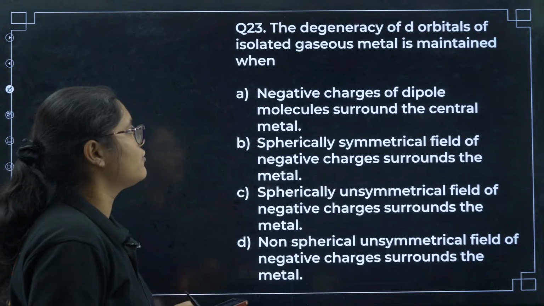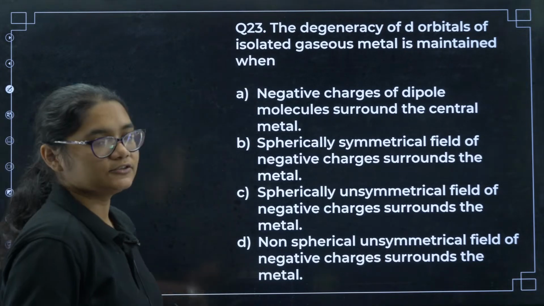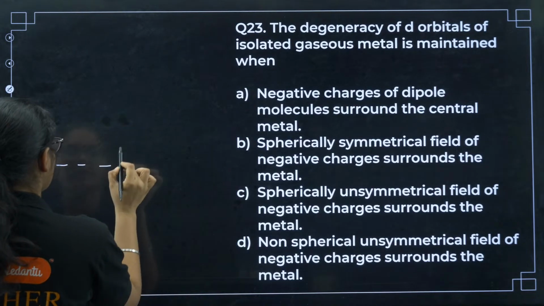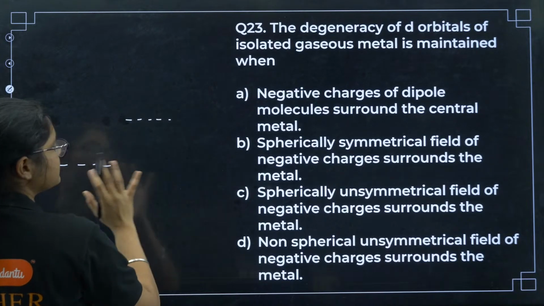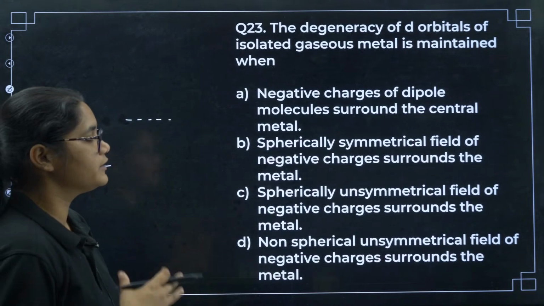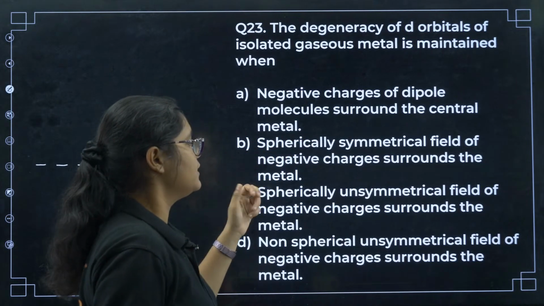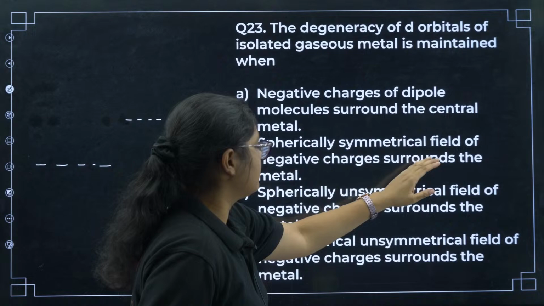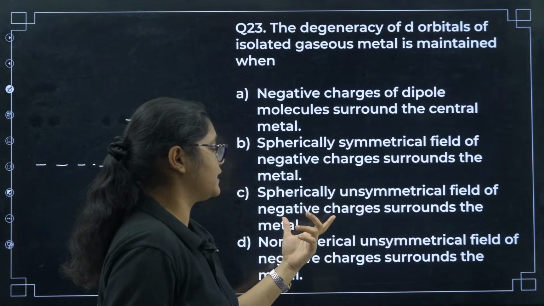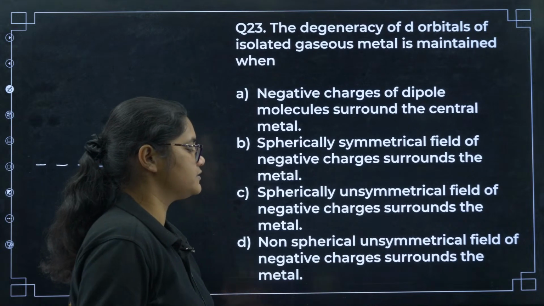Next, the degeneracy of d orbitals of isolated gaseous metal is maintained when. So if you have remembered the diagram, first it becomes like this, and then it goes higher but it still remains degenerate. Degenerate means all the d orbitals have the same energy. So negative charges of dipole molecules surround the central metal. Spherically symmetrical field of negative charges surrounds the metal. Spherically unsymmetrical field of negative charges surrounds the metal. Non-spherical unsymmetrical field of negative charges surrounds the metal.